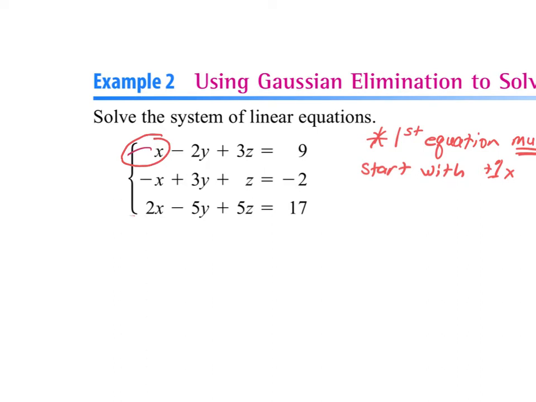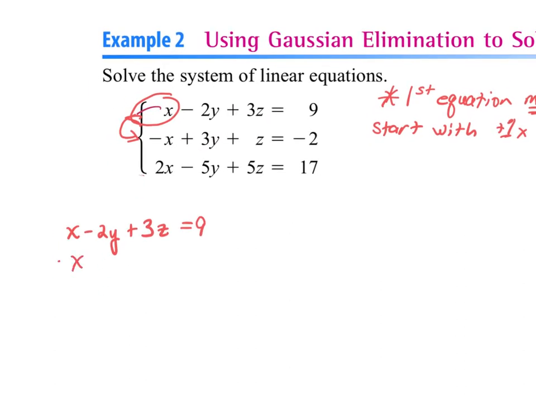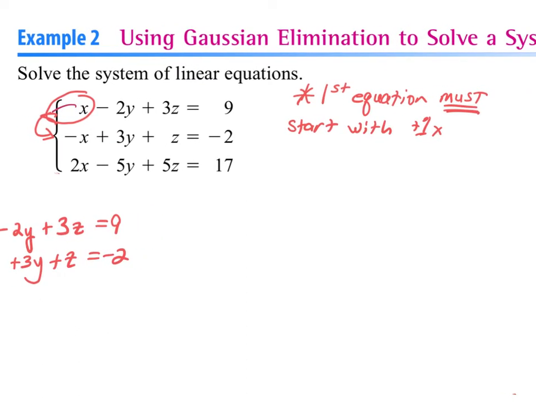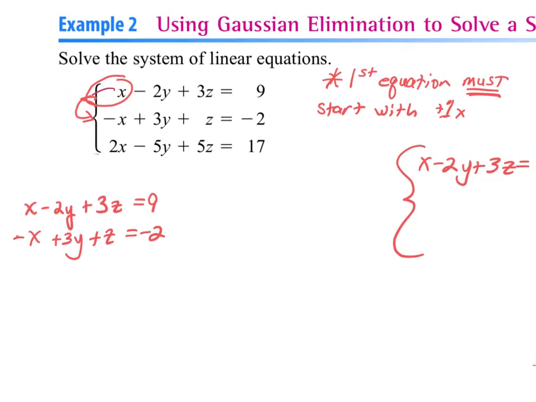But once our first equation starts off with positive 1x, we're good, right? So we're going to take the first two equations, write them down, x minus 2y plus 3z equals 9, and negative x plus 3y plus z equals -2. Okay, what we're trying to do is have a system of equations. We have our first one already with 3 variables. So the second equation should have how many variables in it? 2. So we're going to get it to be like that.